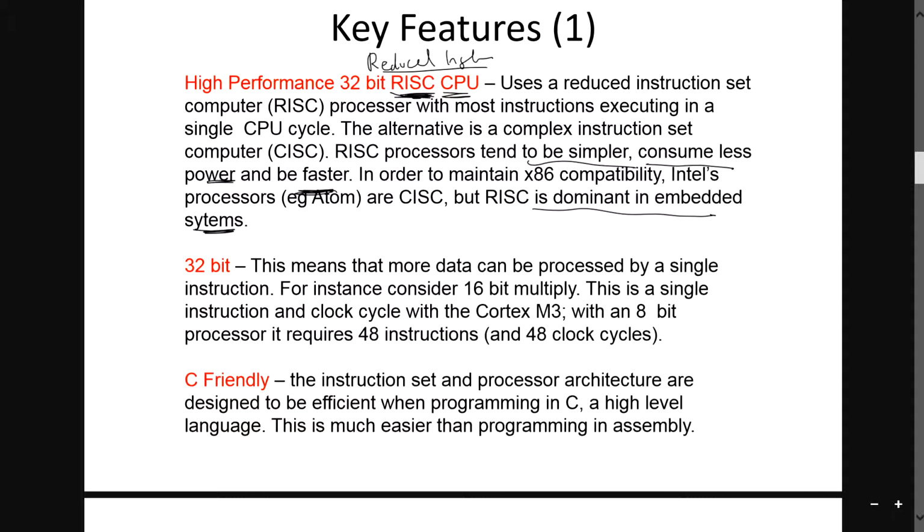32-bit most likely you know, but one thing I don't know: 48 instructions, 48 clock cycles. Is it one instruction per one clock cycle? I don't know, I leave you to think about it.